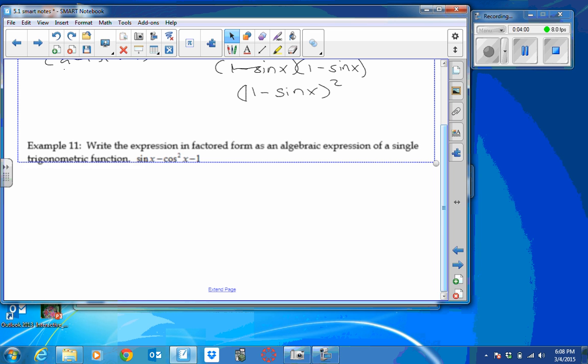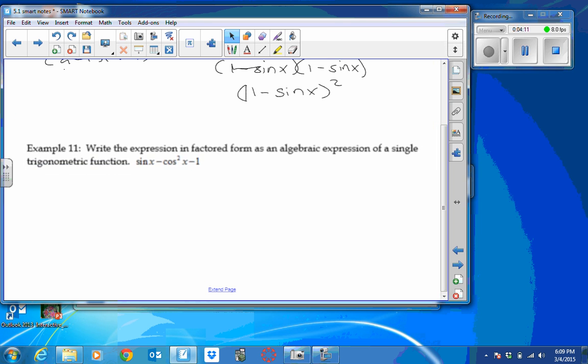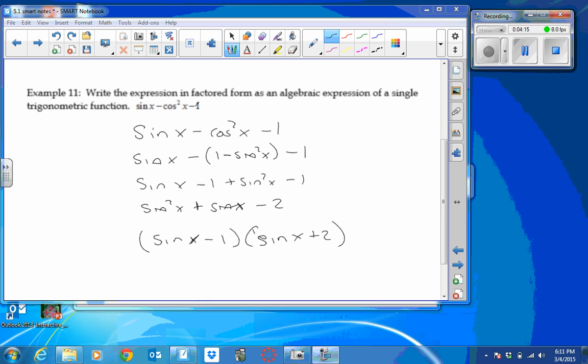Number 11. Write the expression in factored form as an algebraic expression of a single trigonometric function. This time we have sine x minus cosine squared x minus 1. Okay, I went ahead and wrote out number 11, and I'll talk through it with you now. We want to put it in a single function of a trigonometric function, so either all sine or all cosine.